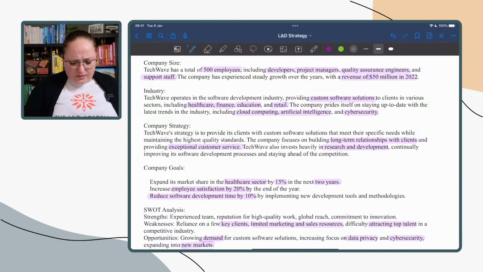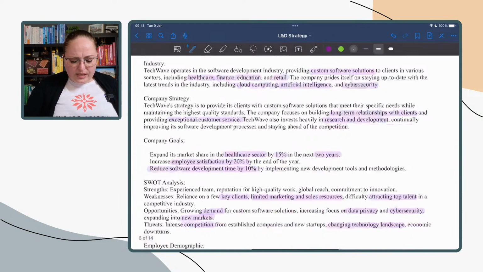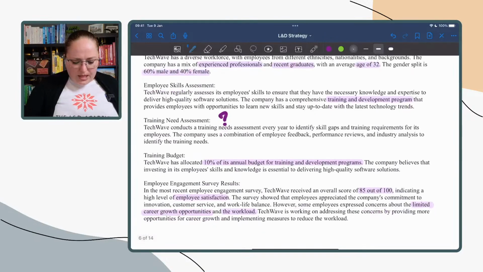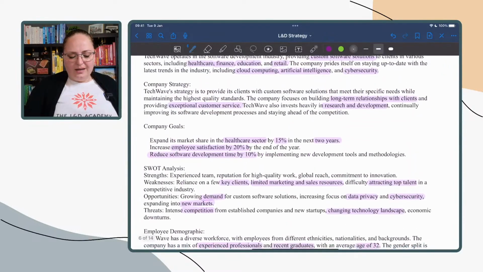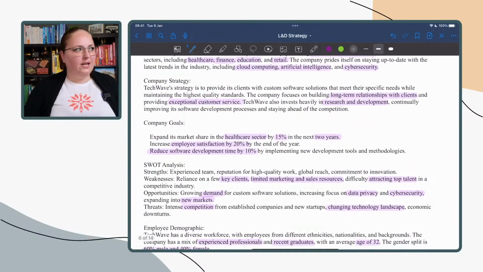By the way, it says increase employee satisfaction by 80%, but then we had employee satisfaction 85 out of 100. That's unrealistic. You can't have 100% employee satisfaction. So by default, that's not going to happen. But reduce software development time.